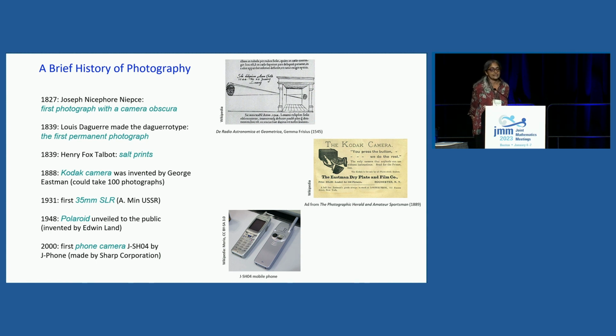So in 1888, the Kodak camera was constructed by George Eastman. In the 1930s, the first single lens reflex camera was constructed. This is the fancy camera that we all had about 20 years ago. And then during World War II, Polaroid came around. And in 2000, the first phone camera came from the Japanese company J-Phone. Okay, so this is a very brief history of photography, with a lot of other things that I have left out in between.